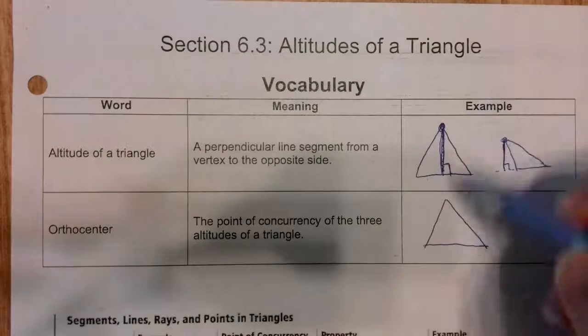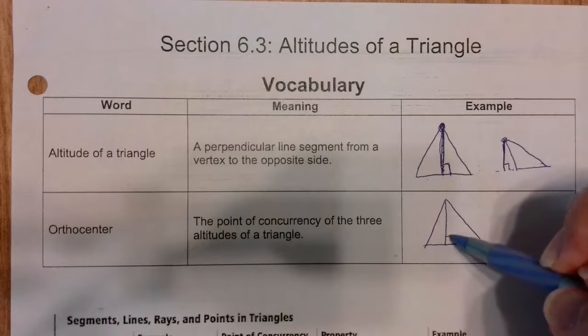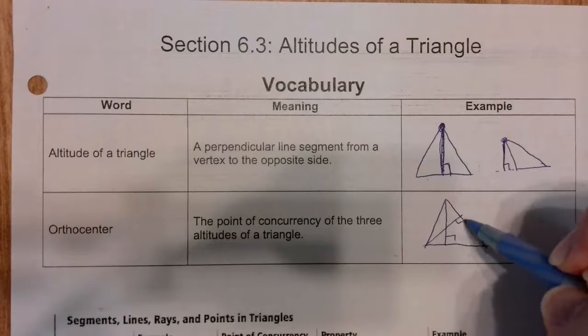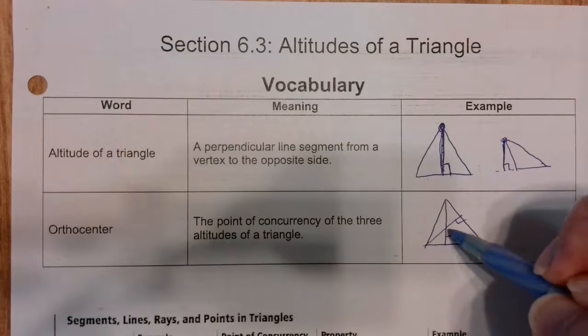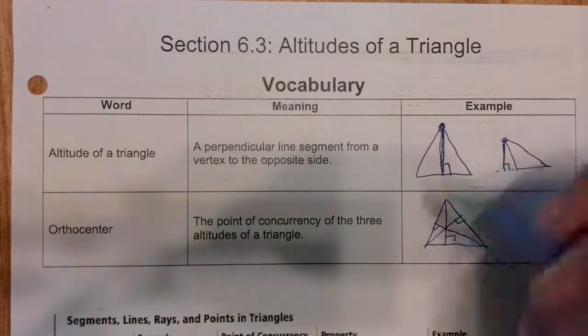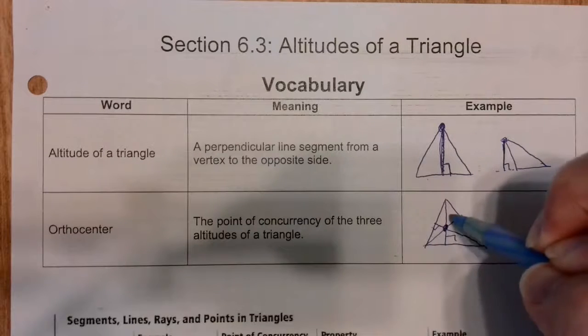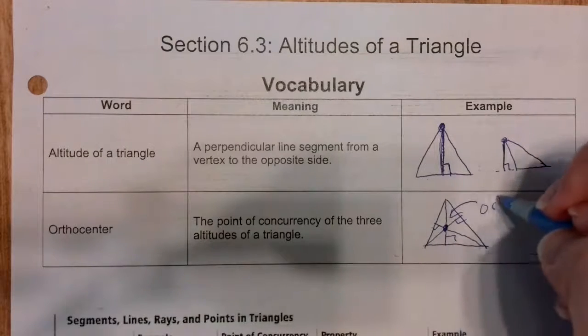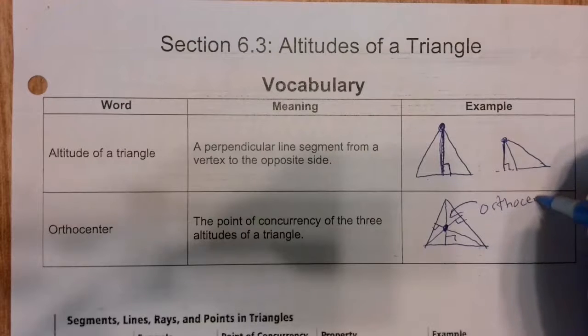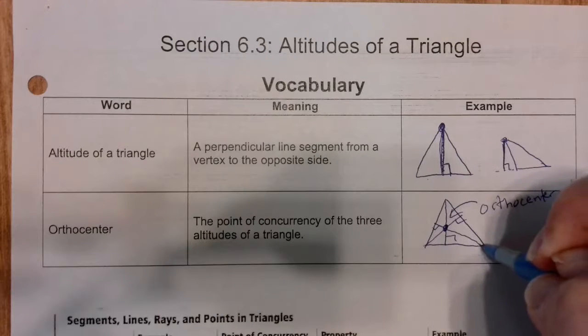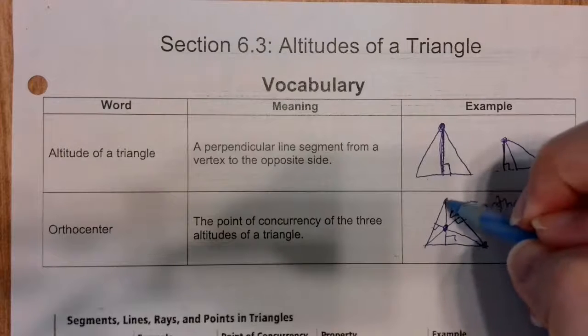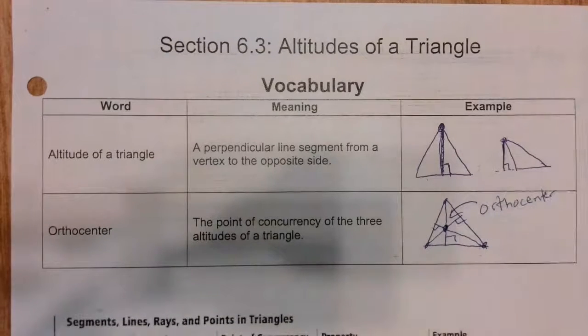The orthocenter is the point where, if you were to draw the three altitudes, they cross. It may or may not be inside the triangle, but those three altitudes will cross. They are concurrent, they will cross.